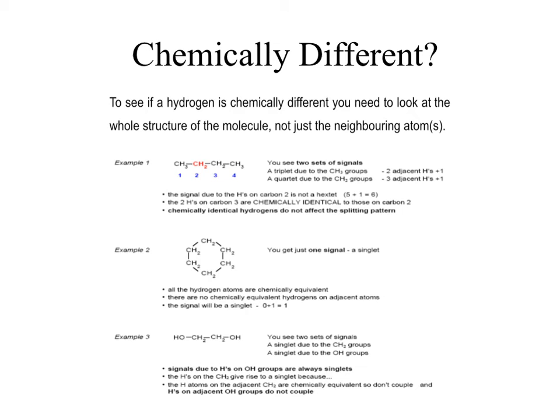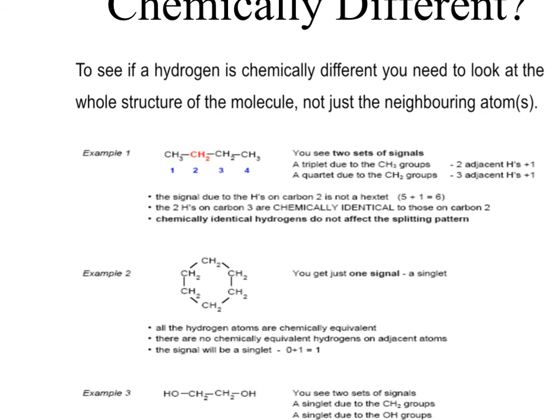Now if we look at example 1 so that you can see what I mean by that. Now if we were to consider a spectrum for butane. In a spectrum for butane, we would see two sets of signals. We would see a triplet due to the CH3 groups, and we would see a quartet due to the two CH2 groups. Now the signal due to the hydrogens on carbon 2 is not a hextet.